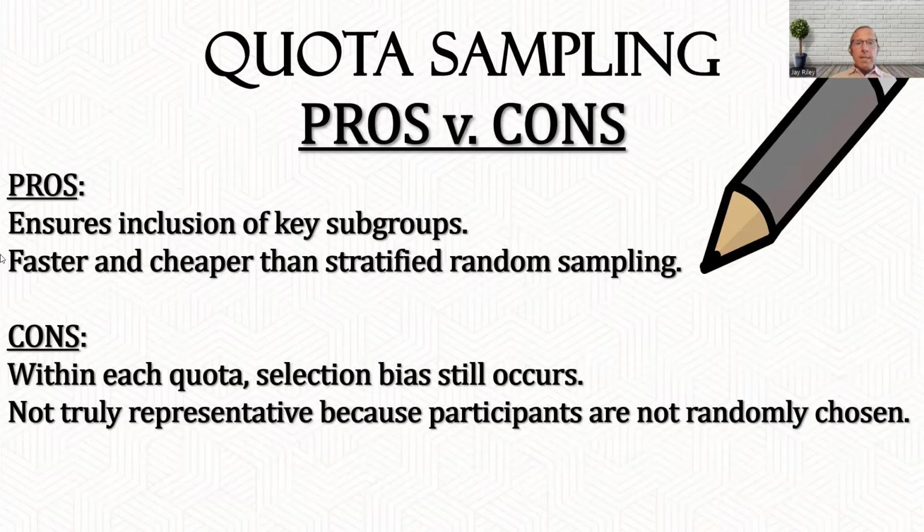So pros and cons, you're ensuring that you're including those key subgroups very fast, cheap, easier than that stratified random sampling. Within each quota, selection bias occurs. Again, this is basically convenient sampling divided based on groups. And it's not truly representative because your participants aren't randomly chosen.